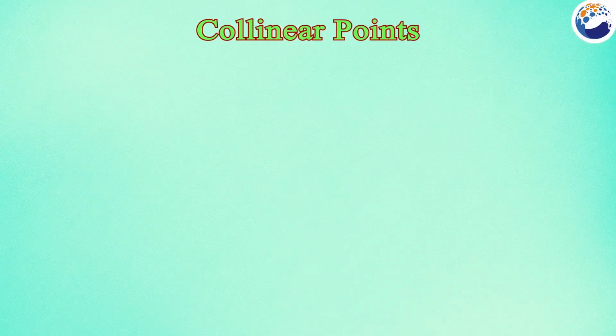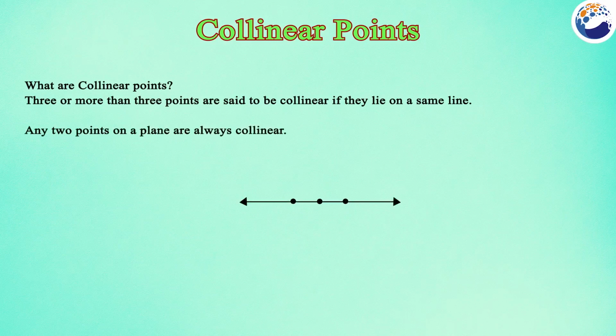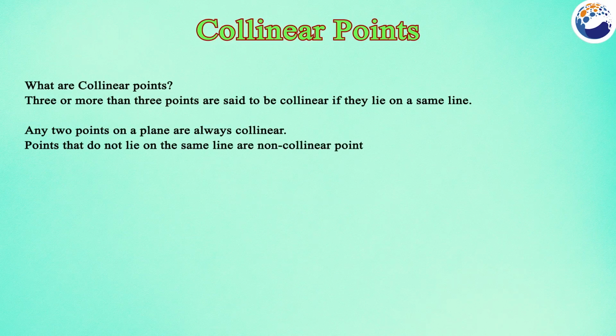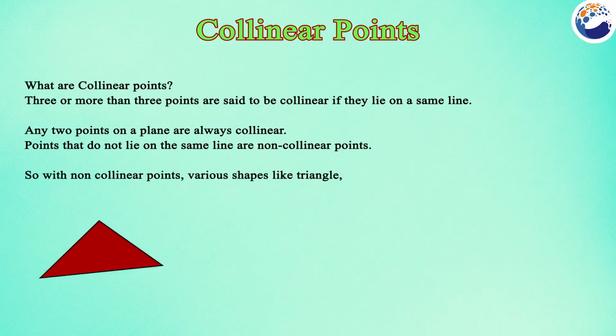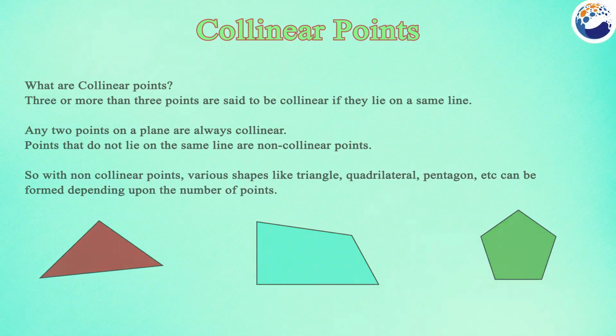Collinear points. What are collinear points? 3 or more than 3 points are said to be collinear if they lie on a same line. Any 2 points on a plane are always collinear. Points that do not lie on the same line are non-collinear points. So, with non-collinear points, various shapes like triangle, quadrilateral, pentagon, etc. can be formed depending upon the number of points.